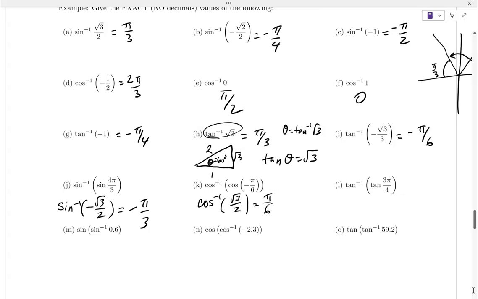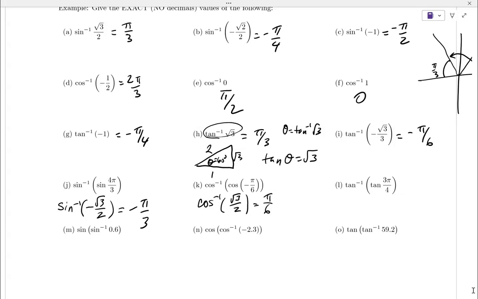So again, I don't get back to where we started because why? Is negative pi over 6 in the restriction? No. The restriction for cosine was what? 0 to pi. Okay, so this cannot just simplify to negative pi over 6. Okay, it's not in the right restriction.